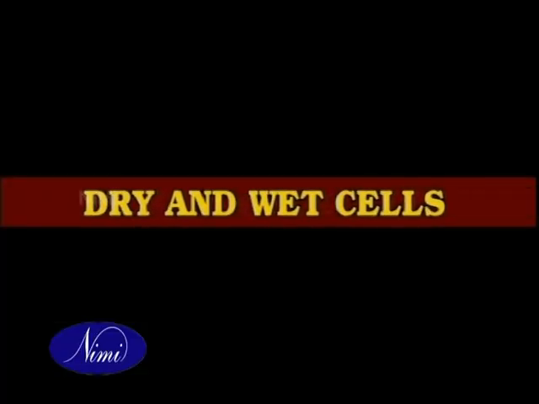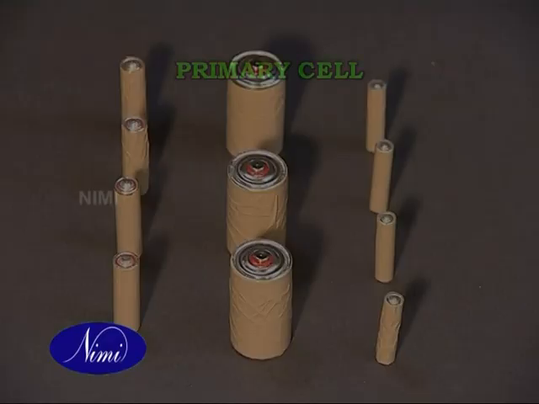Dry and wet cells. The electrolyte can be in liquid form or a paste form. Cells with paste form electrolyte are known as dry cells. Cells with liquid form of electrolyte are called wet cells.